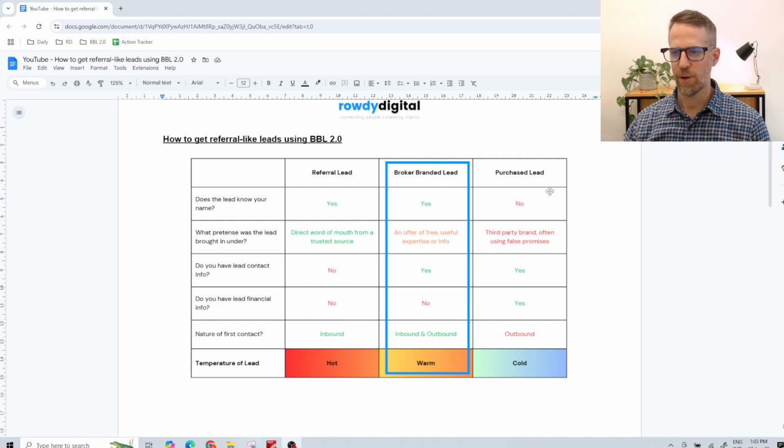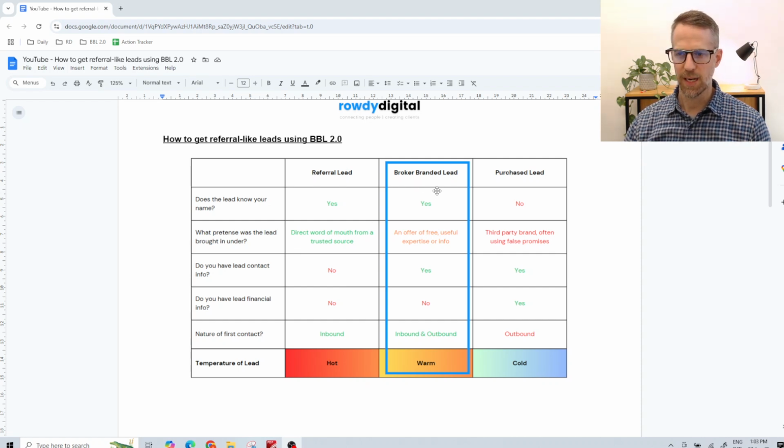Over here we have our purchase leads, which is pretty much the exact opposite of a referral lead, but people charge really good money for these leads, which are effectively really, really cold. So what we aim to do with a broker branded lead in the middle here is to replicate the attributes of a referral lead as much as we can, but starting conversations with people outside of your existing network.